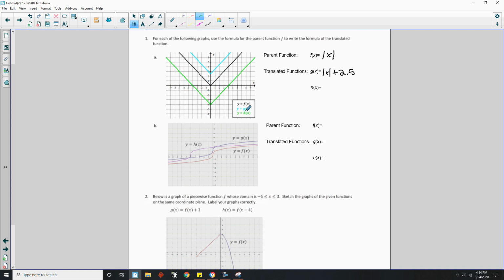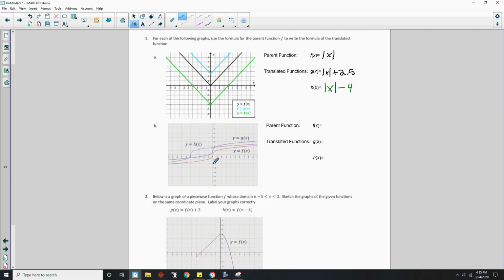And then finally, h of x in green is also an absolute value function that's congruent to the parent, but in this case it's shifted down 1, 2, 3, 4. So a shift down doesn't change what's inside the absolute value. Down is negative outside, and the distance is 4. So there's the 3 functions. Part B. See, this isn't so bad, is it?